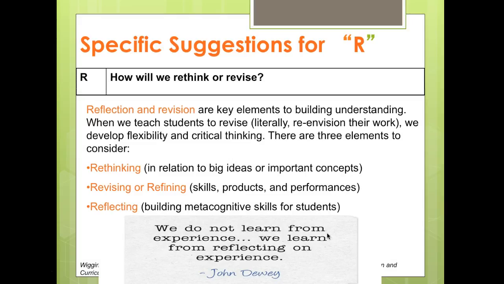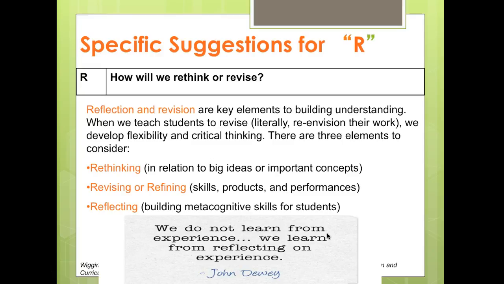So for rethinking and revising, it's not just for the students, it's for both you and the students. Reflection and revision are key elements. If you understand that the students aren't getting it, what are you going to do to go back, reteach, figure it out? What do students need to do to re-envision their work if they need to revise?